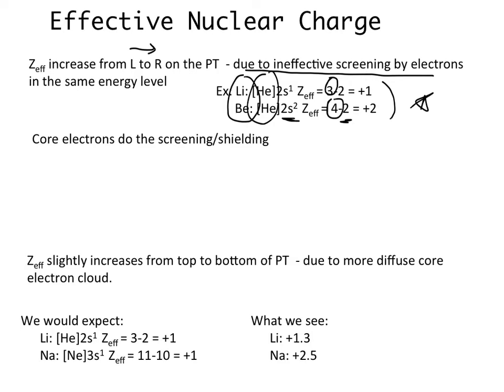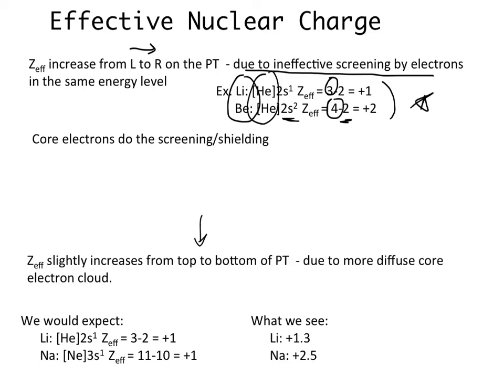Now, Z effective, when we're going from top to bottom, so basically going from the top of our periodic table all the way down, is going to slightly increase from top to bottom. And this is partially due to a more diffuse core electron cloud. So basically, as you continue away from the nucleus, the electrons have to cover more distance or more area in terms of that atom's structure. So the electron density isn't as tight. And so the effective nuclear charge is going to be stronger.